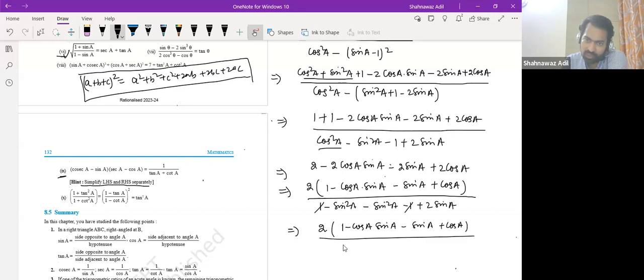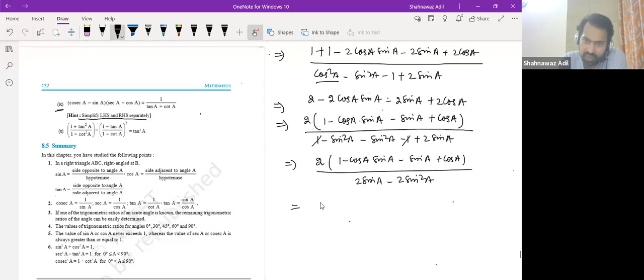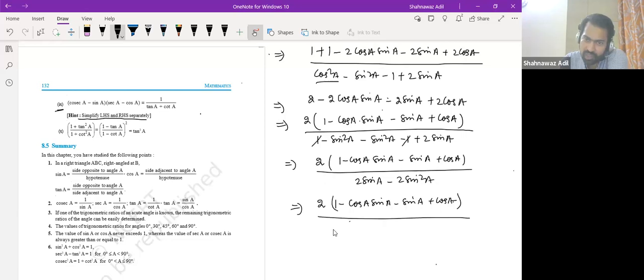And then what do we have? We have 2 sin A minus 2 sin square A. Correct? Yes, sir. So you see what we get: 1 minus cos A sin A and minus of sin A plus of cos A, and then we have this 2 sin A is common. So 1 minus sin A. So this guy cancels out.